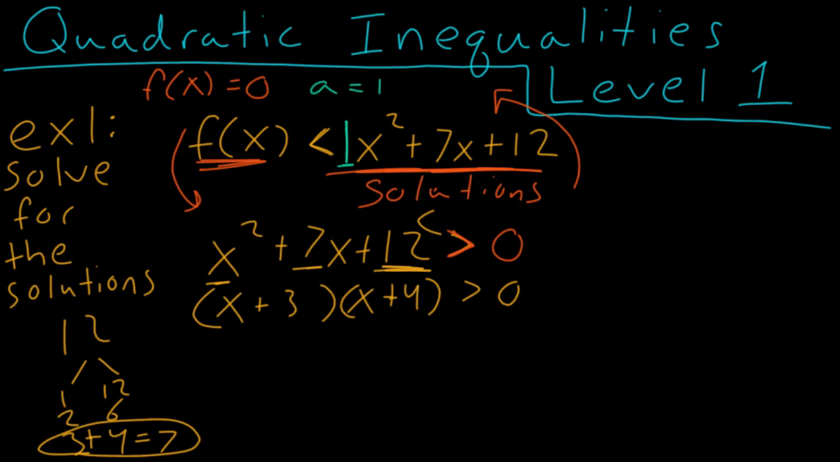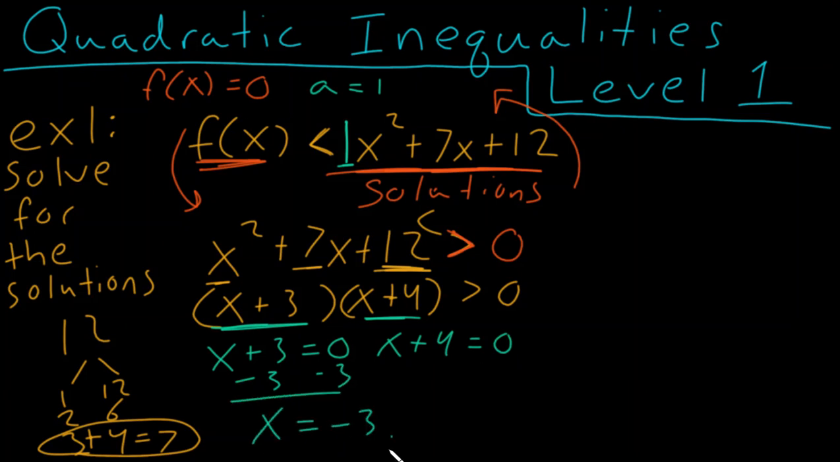Now from here, very similar to our quadratic equations, we want to know what value of x makes each of these factors equal to 0. So I set them both equal to 0. x plus 3 equals 0, and x plus 4 equals 0. And we can do minus 3, x equals negative 3, comma, minus 4, and x equals negative 4. So normally these would be our two solutions. However, this is not the case for a quadratic inequality.